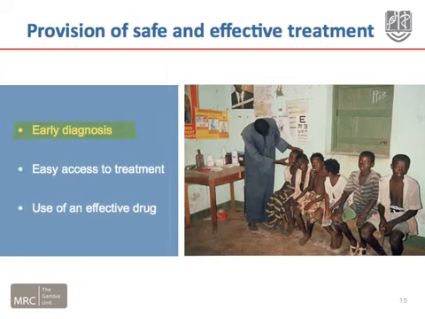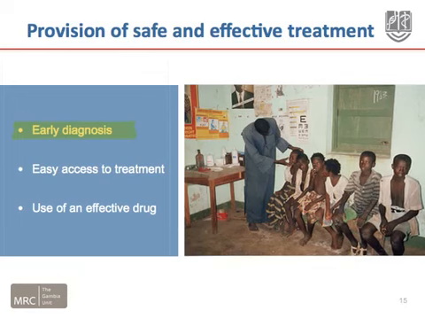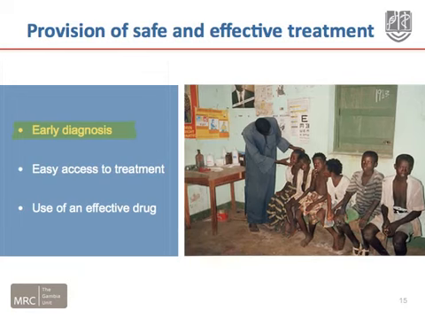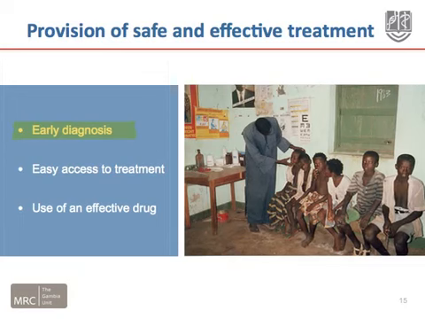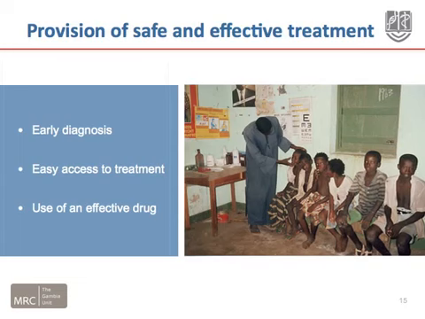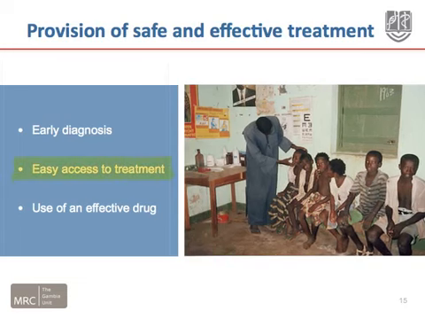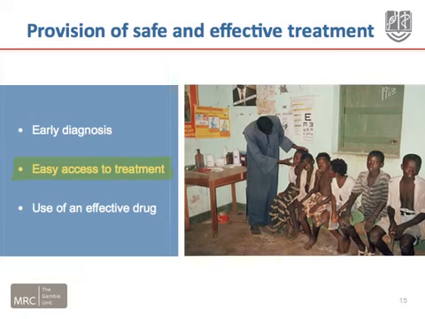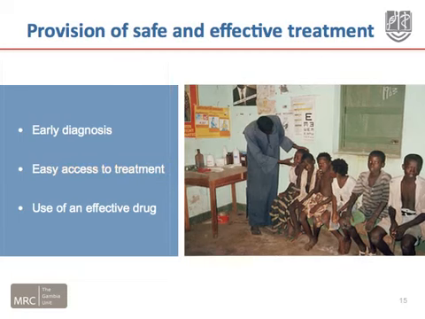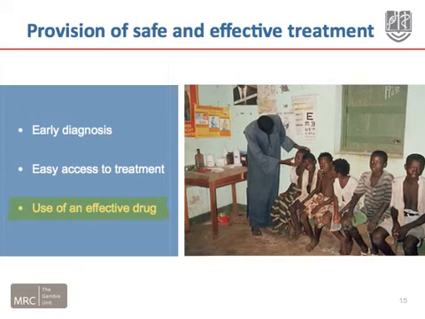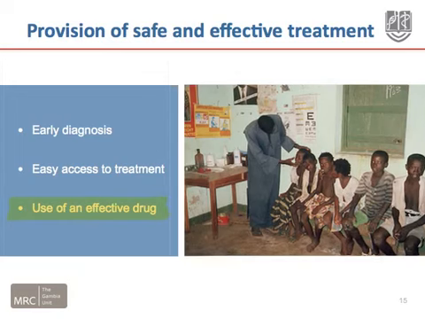Early diagnosis is important, because if a case of malaria is diagnosed and treated effectively, then that child is unlikely to develop severe disease. In endemic countries, access to treatment becomes important. In some rural areas, treatment may not be easily available. And thirdly, treatment must be effective. An effective treatment will increase the chance of curing a disease.